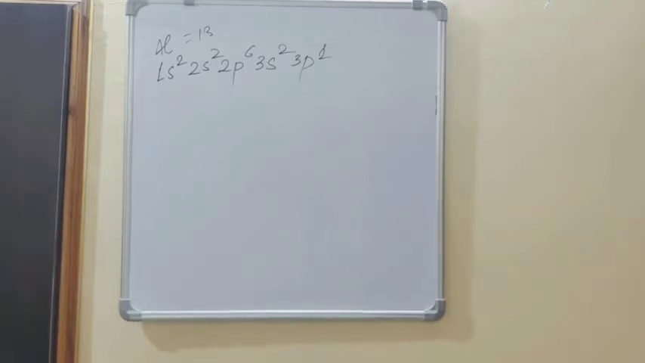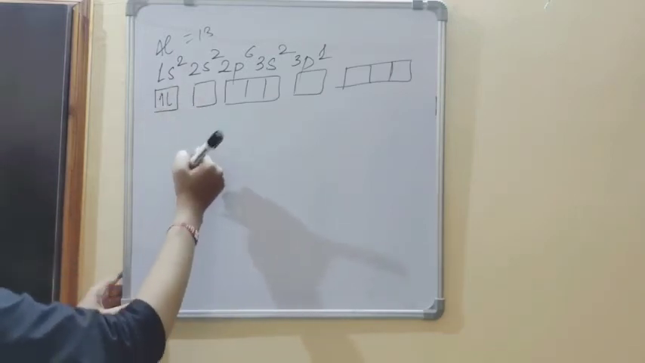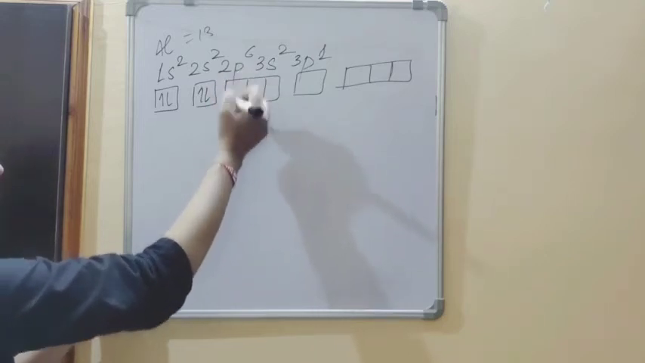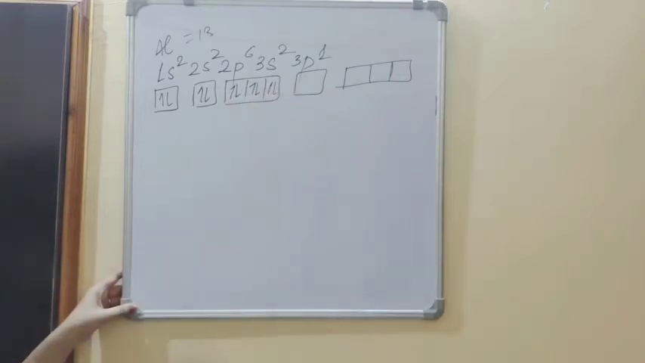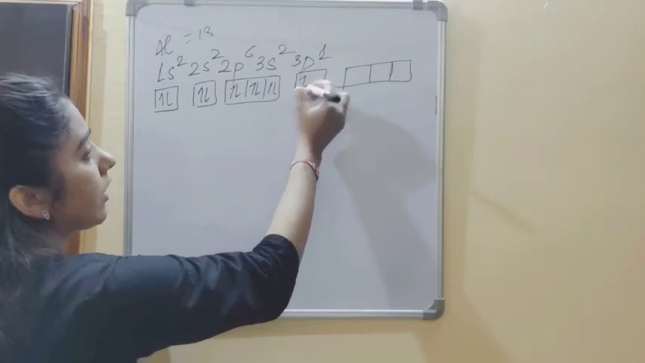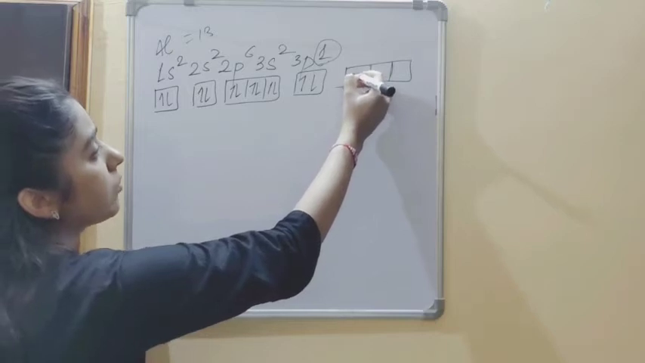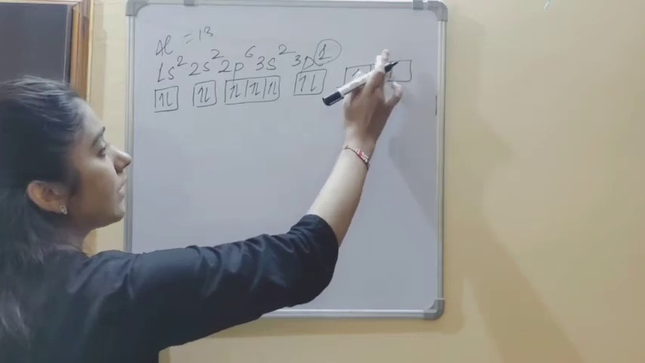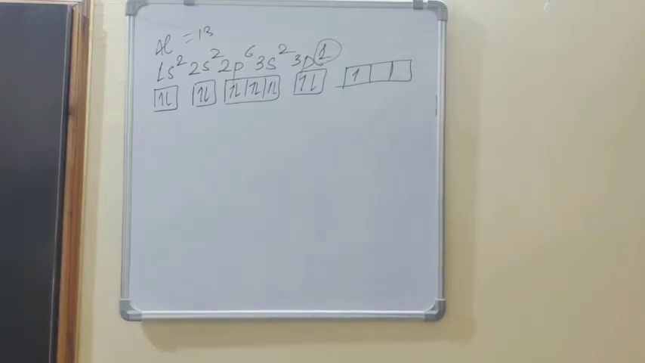Now we have to fill the electrons according to Hund's rule. So the 2 electrons are easily filled in 1s, same as 2s. In the 2p orbital there are 6 electrons. So firstly we will fill a single electron in each, then in the opposite direction the other 3 electrons. In 3s there are 2 electrons. Now in 3p there is only 1 electron, so we can fill this 1 electron here, here or here. It's our choice how we are going to fill this 1 electron. So this is the electronic configuration by using Hund's rule.